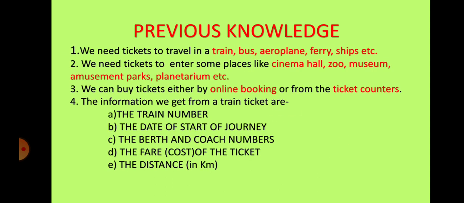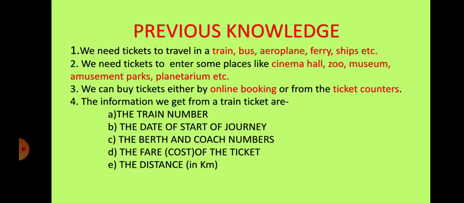Before starting today's class, let us quickly revise what you have learned in the previous class. We need tickets to travel in a train, bus, aeroplane, ferry, ships, etc. We need tickets to enter some places like cinema hall, zoo, museum, amusement park, planetarium, etc. We can buy tickets either by online booking or from the ticket counters.